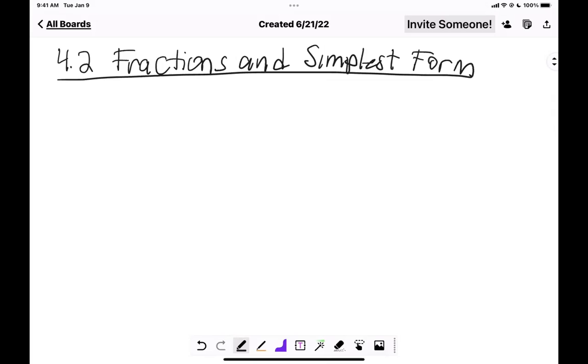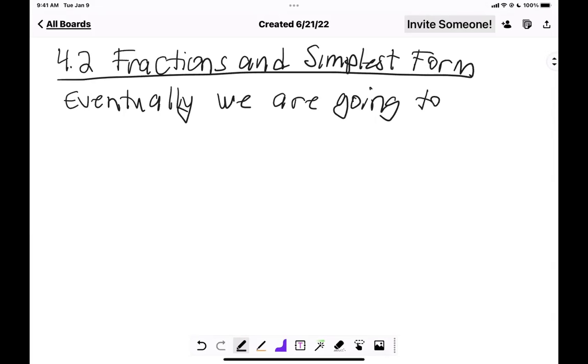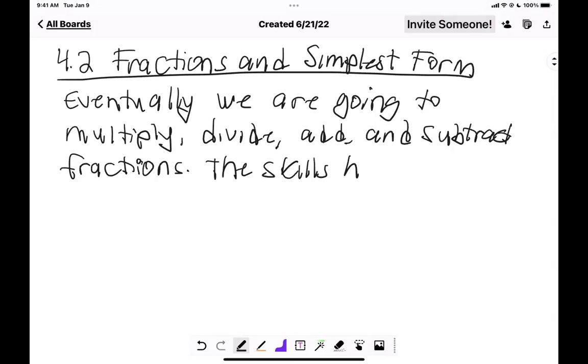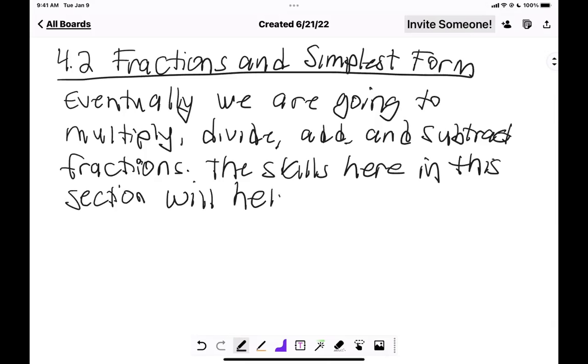Okay, so our biggest goal coming up is that we are going to eventually, which I think starts next class, multiply, divide, add, and subtract fractions. Okay, so the skills in this section will help us get ready for that.